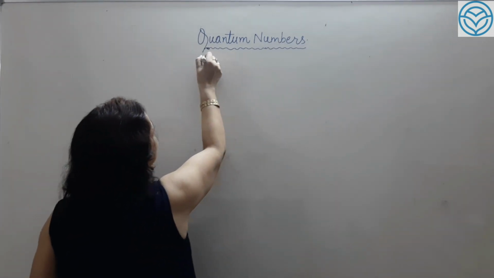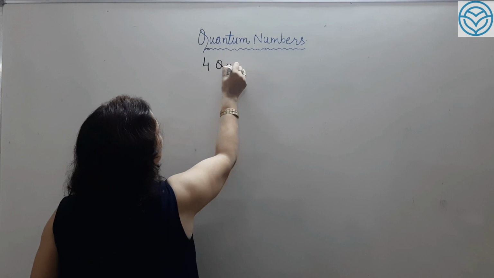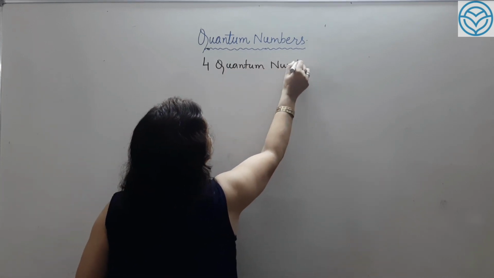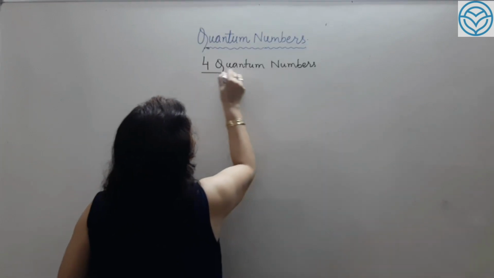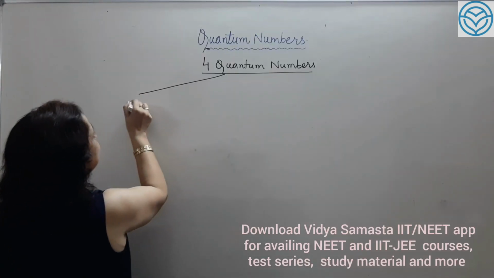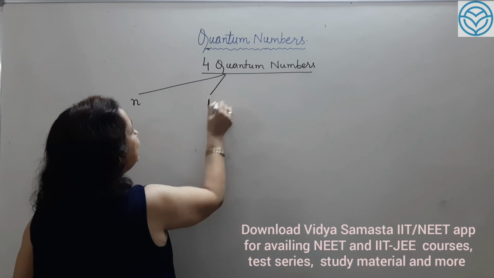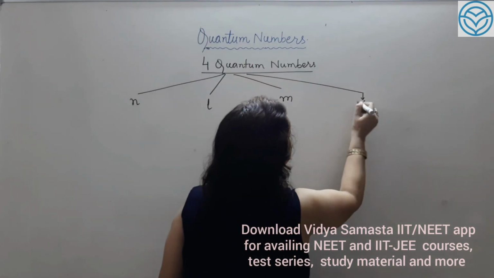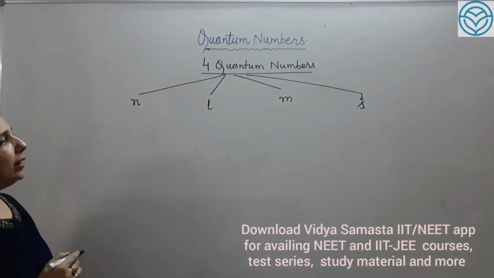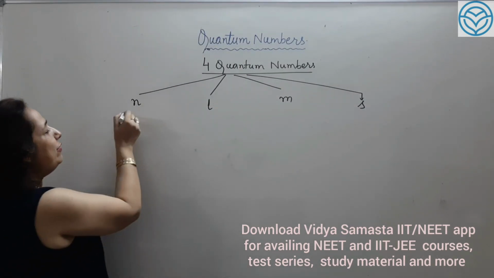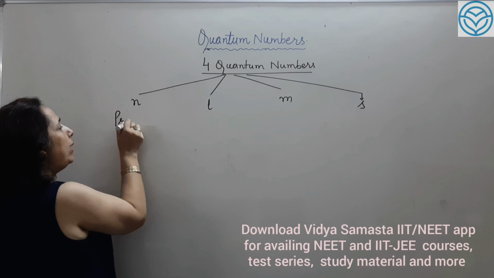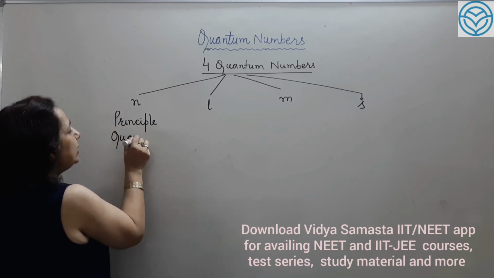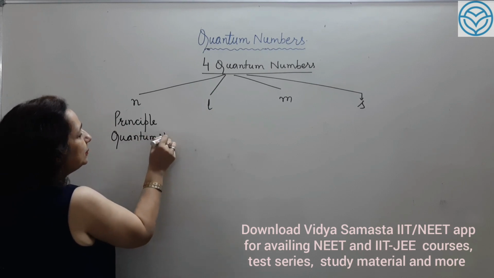There are 4 quantum numbers in total. One is N, second is L, third is M, and the fourth quantum number is S. So we have 4 quantum numbers N, L, M, S, where N is called the principal quantum number.